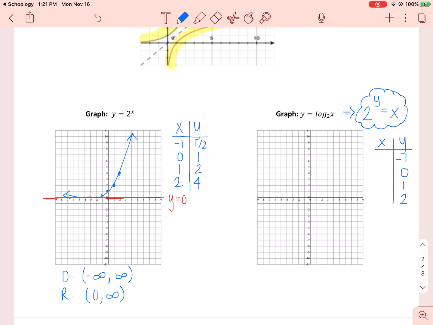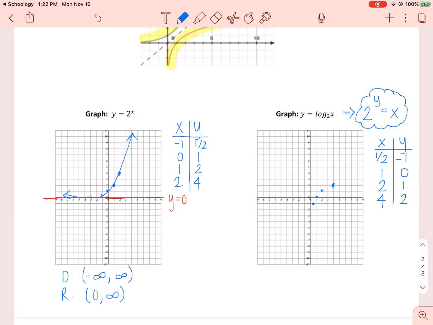I'm going to take 2 raised to the negative first power, would be 1/2. 2 raised to the 0 power, anything raised to the 0 power is 1. 2 raised to 1 is 2. And 2 raised to the second power is 4. So I'm going to graph that. At 1/2, it's -1; 1, 0; 2, 1; 4, 2. And I'm already starting to see a curve happening here as well.